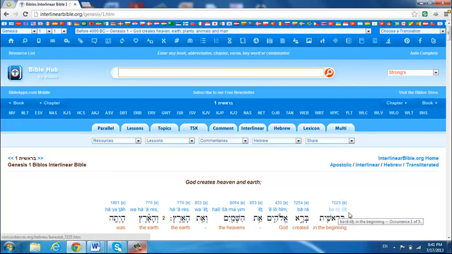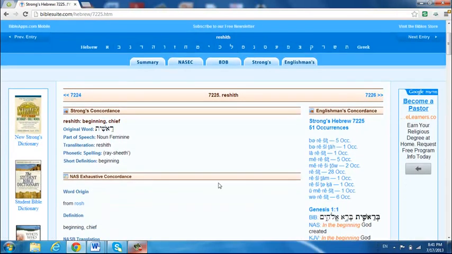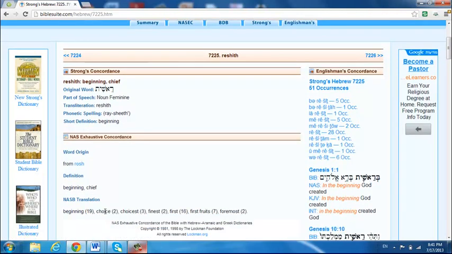So let me click on this, the Strong's number, and so there you have the Strong's number, Reshit. It tells you it's a feminine noun. It tells you a short definition, beginning. That's good. It tells you it's from Rosh, which means head or beginning. You've got to be careful because that may or may not have anything to do with the word. Here are some of the different forms that it can take.